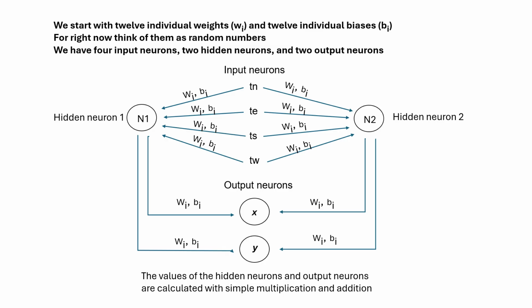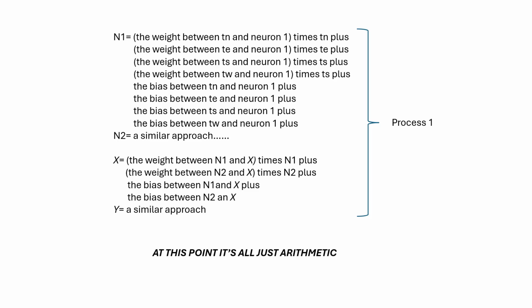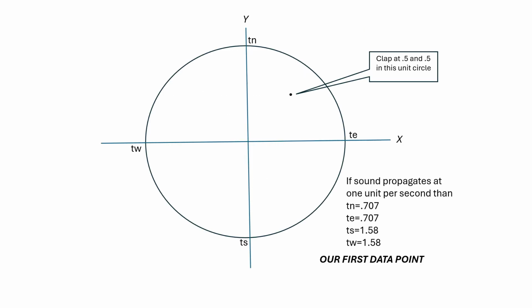Now, how are these numbers calculated? It's basic arithmetic, multiplying weights between the time of arrival at the north microphone and the neuron itself, plus the weight between the east microphone and the neuron itself. So just go through some basic arithmetic, same arithmetic for x and y, and you end up with a number for the x and y estimate just using basic arithmetic.